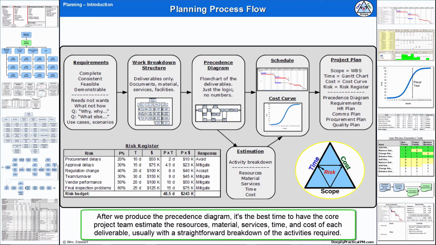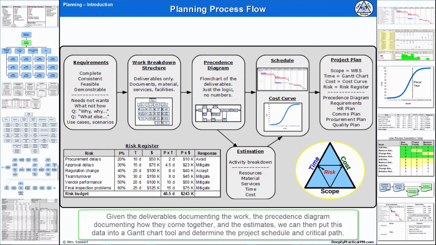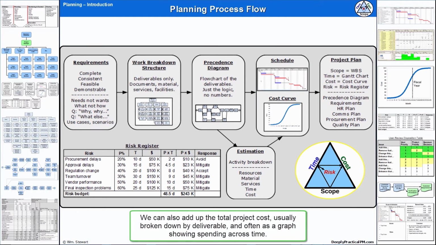After we produce the precedence diagram, it's the best time to have the core project team estimate the resources, material, services, time, and cost of each deliverable, usually with a straightforward breakdown of the activities required. Given the deliverables documenting the work, the precedence diagram documenting how they come together, and the estimates, we can then put this data into a Gantt chart tool and determine the project schedule and critical path. We can also add up the total project cost, usually broken down by deliverable, and often as a graph showing spending across time.